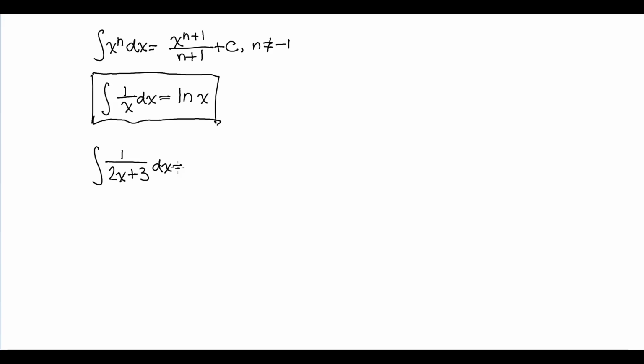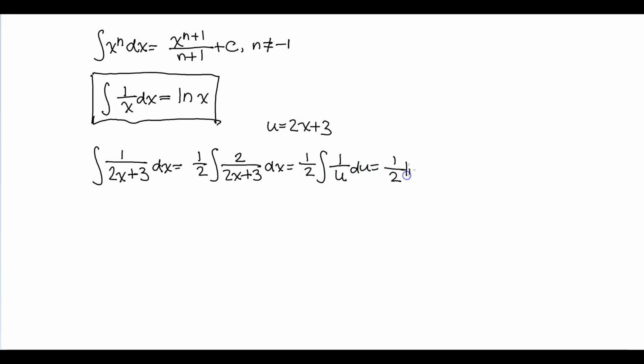If u equals 2x plus 3, then we need a 2 at the top to make that du. So we can introduce a 2 by multiplying the integral by 1/2, and you get 1/2 times 1 over u du. And that is equal to 1/2 ln of u, which is 1/2 ln of 2x plus 3.